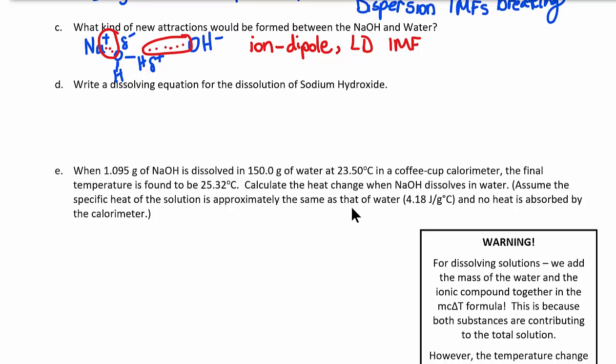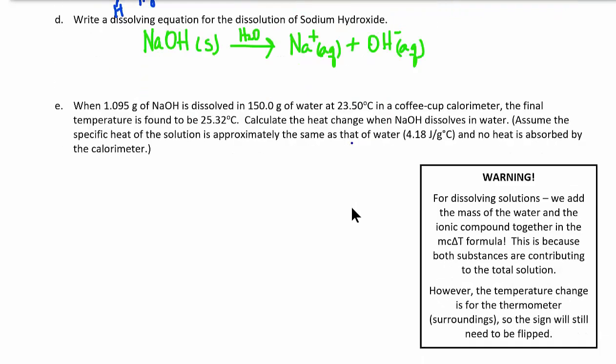Okay, let's look at letter D. It says write a dissolving equation for the dissolution of sodium hydroxide. So we have sodium hydroxide. It is a solid, and it's talking about it dissolving. Usually we write H2O on top of your arrow because we don't want to put water on the reactant side and water on the product side because it ends up canceling out. So we usually denote a dissolving process with water on top of an arrow. And once this dissolves in water, it separates into its sodium ion, and it's aqueous, plus your hydroxide ion, it too is aqueous. Don't forget to put the states.